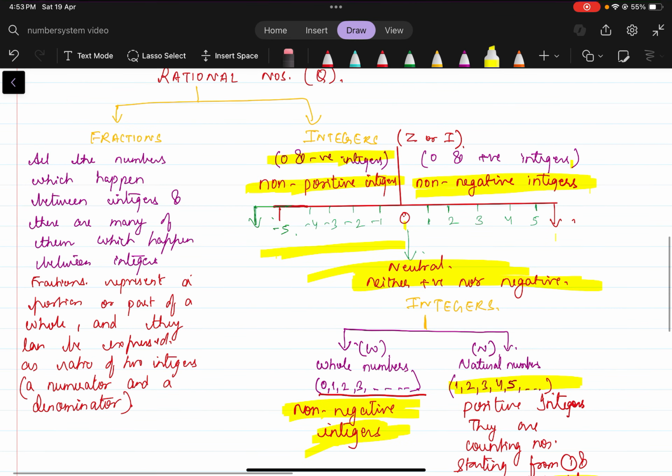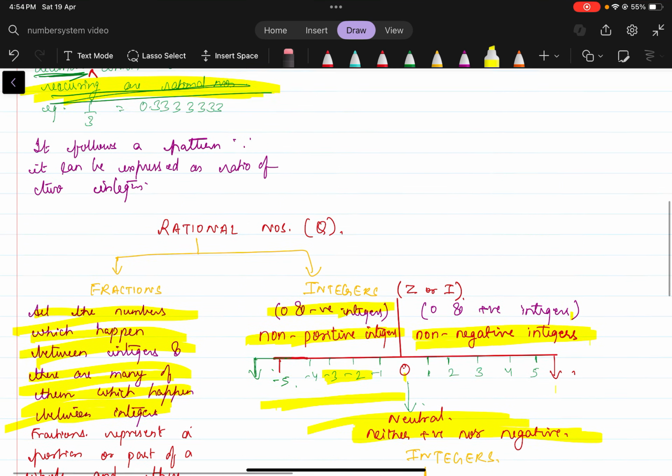Understood? And what are fractions? All the numbers which happen between integers, and there are many of them, are called fractions. A fraction represents a portion or a part of a whole, and it can be expressed as a ratio of two integers, a numerator and a denominator. There are infinitely many fractions between two integers. I hope you understood the explanation.